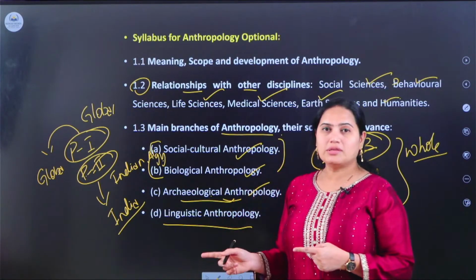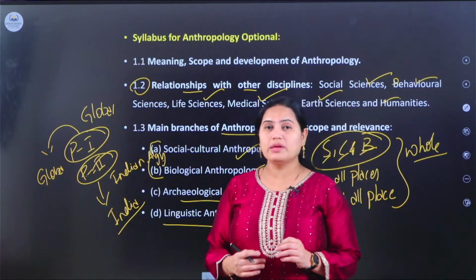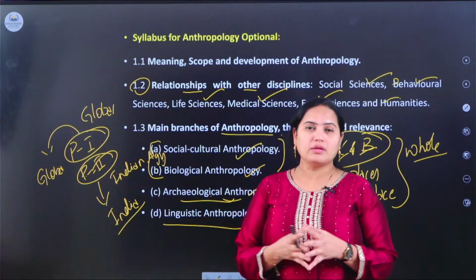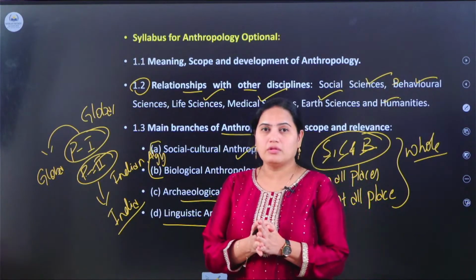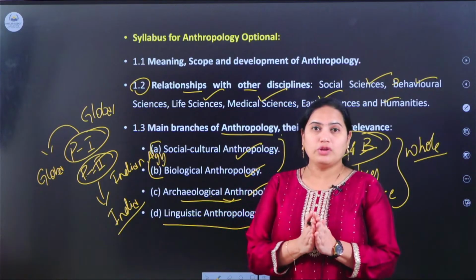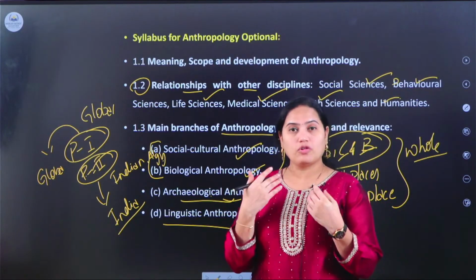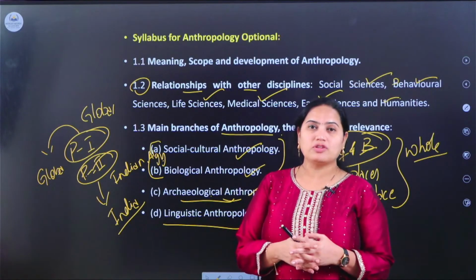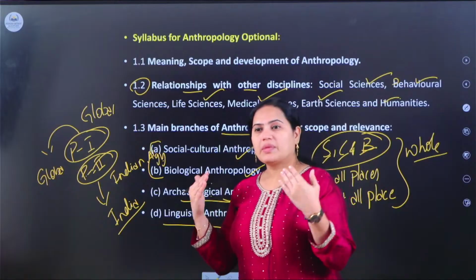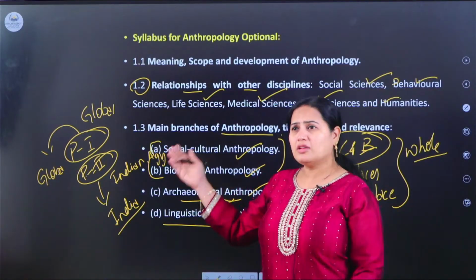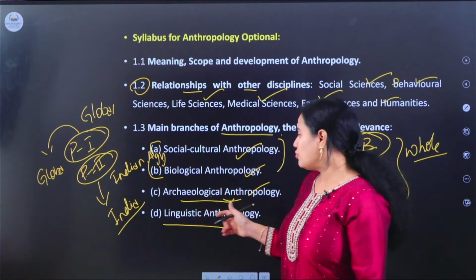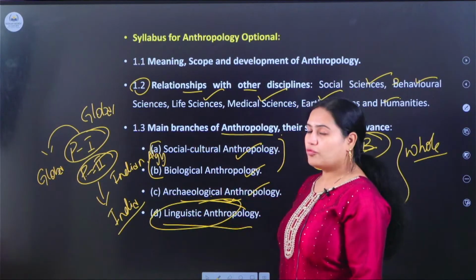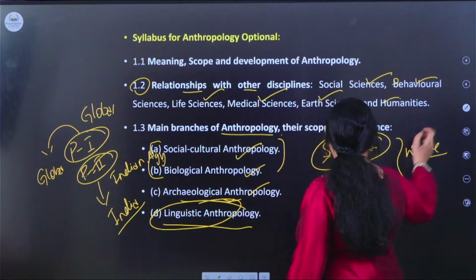And then why do we actually study linguistic anthropology? Because language is so unique to human beings. There are many species inhabiting the world, but language is very unique to human beings. And if you are talking about language, there is a lot of diversity even in the language. So which part of the brain is assisting this language? If we want to study all these things, that is the reason linguistic anthropology is also important, and these 4 are called the main branches of anthropology.